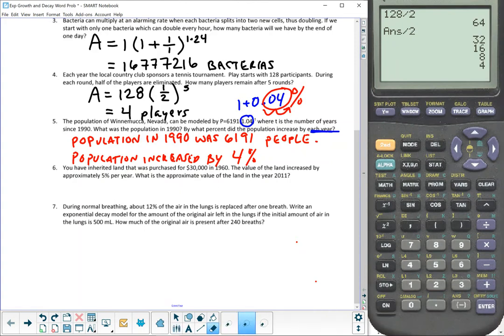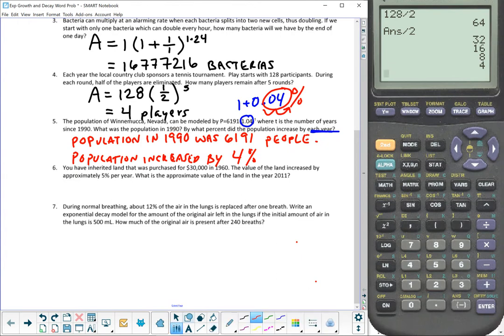Okay, number 6: you have inherited land that was purchased for $30,000 in 1960. Believable. The value of the land increased approximately 5% per year. Also believable. What's the approximate value of the land in the year 2011? This is a good question if you're looking into buying homes, or your parents are. 30,000 back in 1960 was a lot of money, but let's see how much money we would make if we had invested 30,000 in land back in 1960.